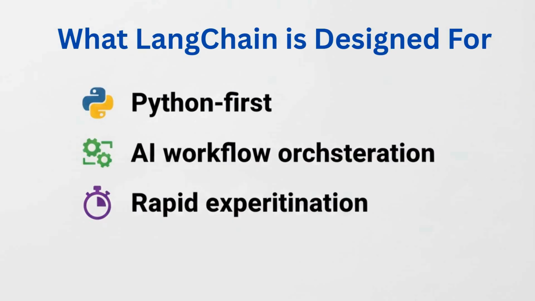LangChain is primarily designed for the Python ecosystem. It focuses on orchestrating AI workflows, chaining prompts, tools, memory, and retrieval. It's very powerful for experimentation, research, and AI-centric applications.